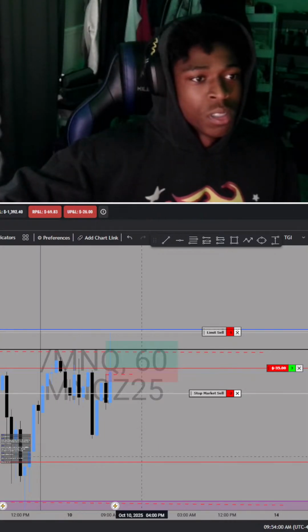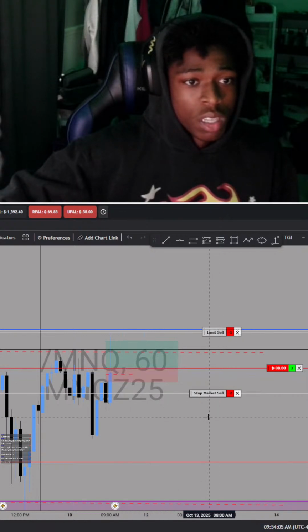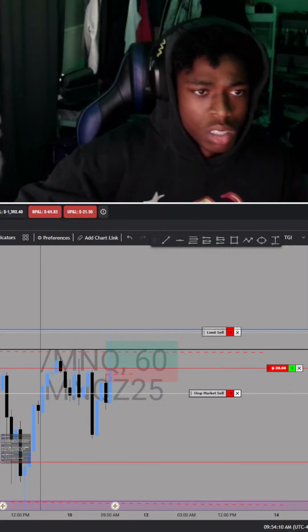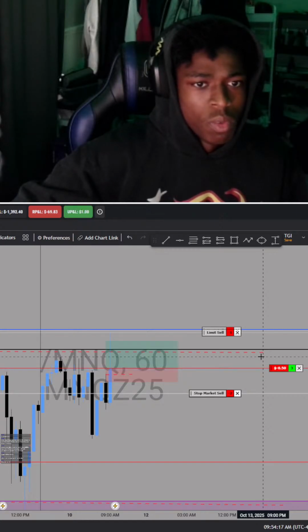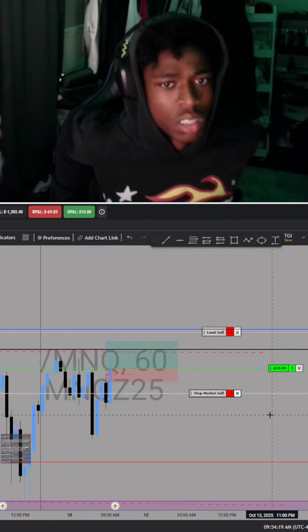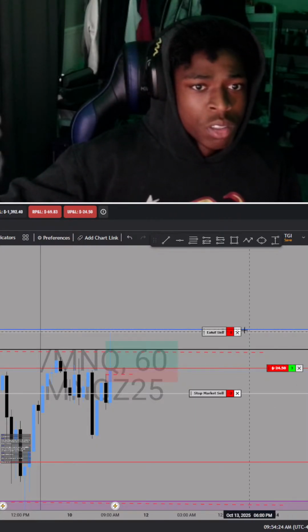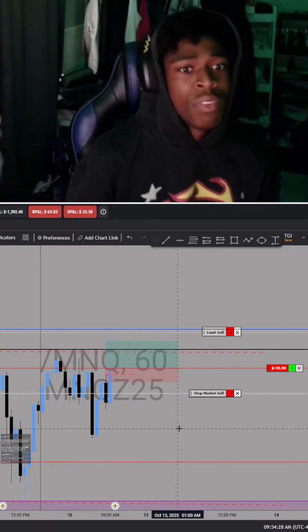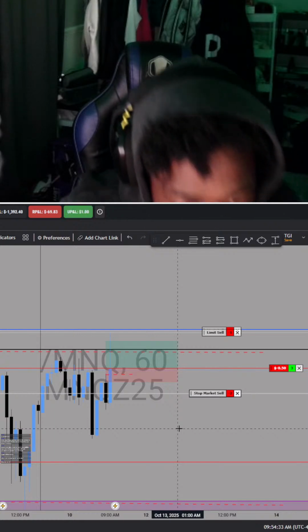I'm looking for... ideally, I would like the previous day high to be ran, which is this dash line right here. We just gotta make it to 10 o'clock. I feel like 10 is gonna be a crazy, crazy candle. So I need it to move away from my stop so that I don't get messed up by the volatility. But yeah, 60 points on NQ.